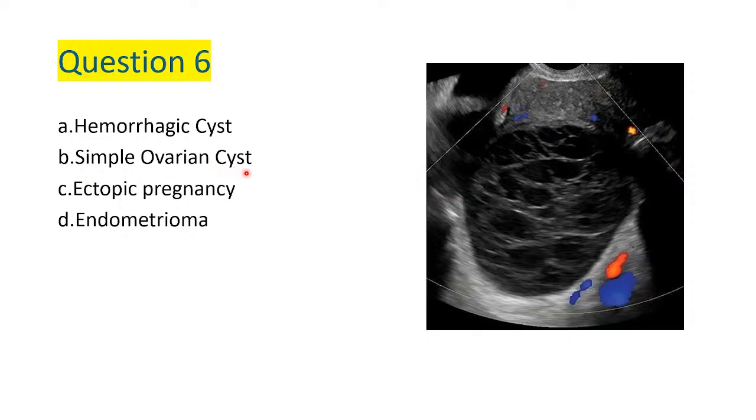So simple ovarian cyst, this is not a simple ovarian cyst because there is hemorrhagic content inside. Ectopic pregnancy, definitely there is no sonographic sign of a fetus or any form of pregnancy or gestational sac that we are seeing there. So it's not an ectopic pregnancy. Endometrioma, that's not a chocolate cyst because we are not seeing the typical ground glass appearance of a normal endometrioma or a chocolate cyst. So this is a hemorrhagic cyst.